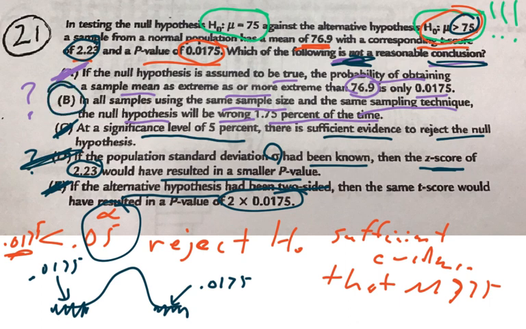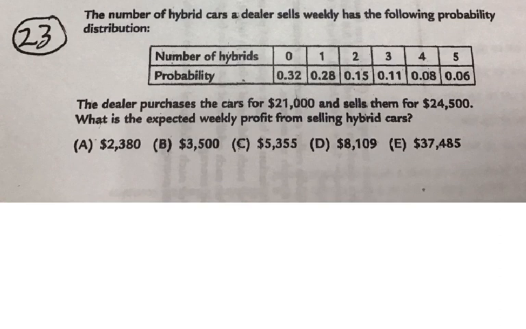But B, guys, just read it again. It doesn't even make sense. It's just a convoluted, stupid answer. That's why B is the worst answer. That doesn't make any sense. Okay, let's go to 23. Nice and quick, guys. Here's the logic.